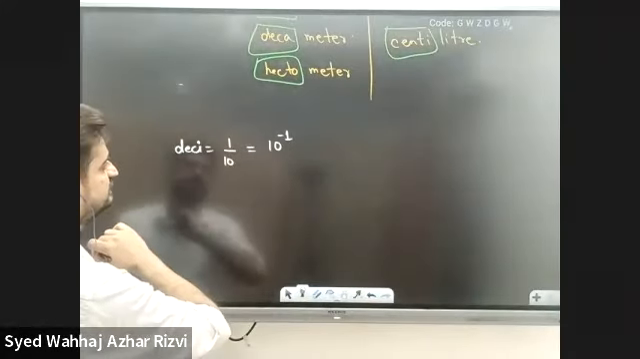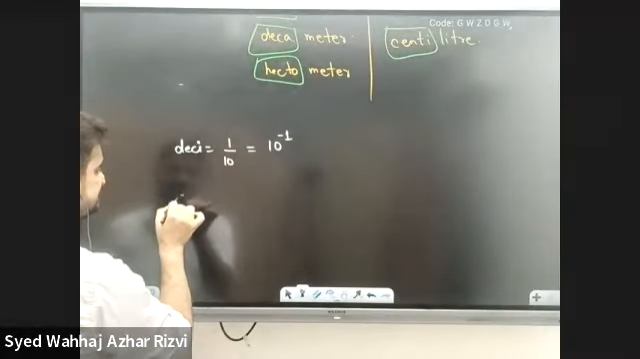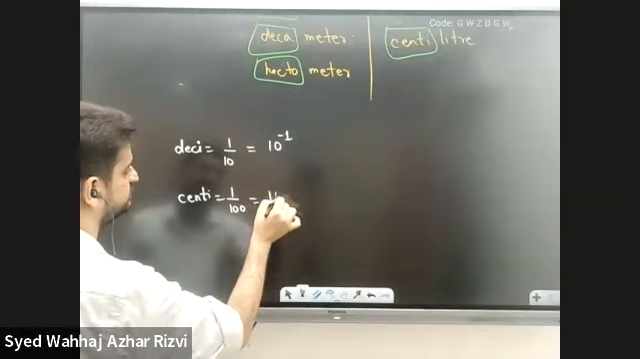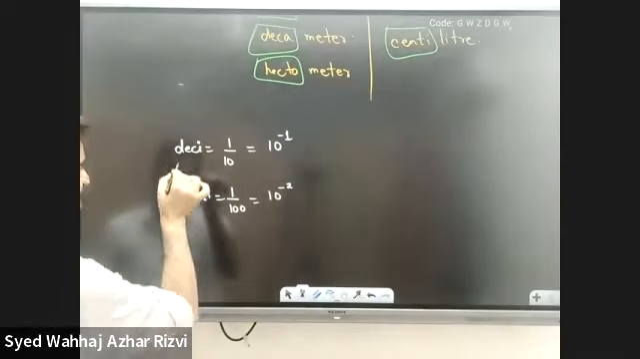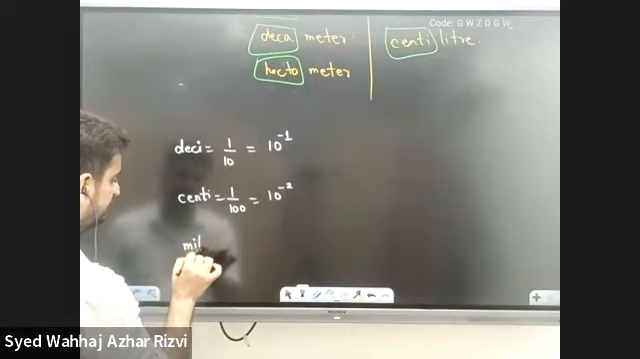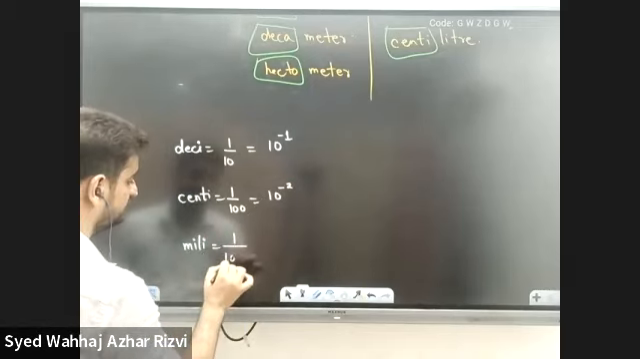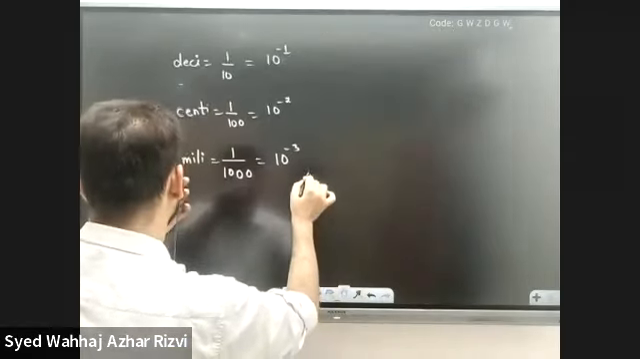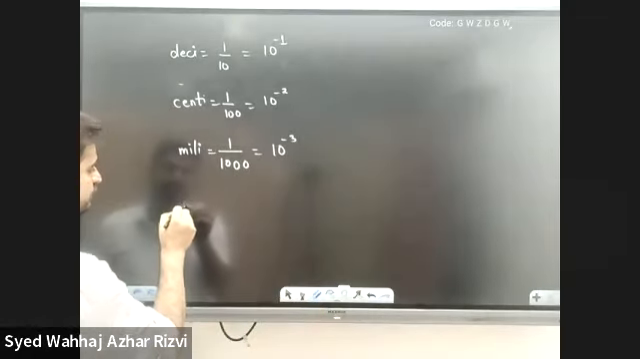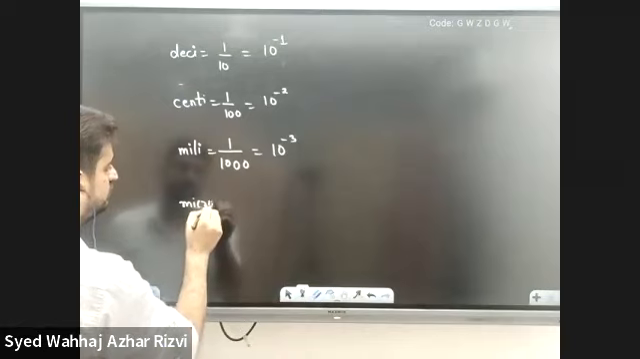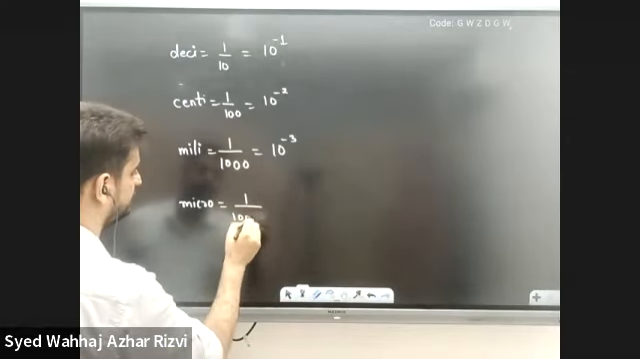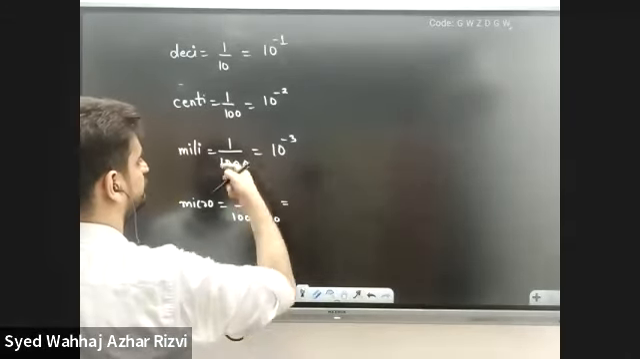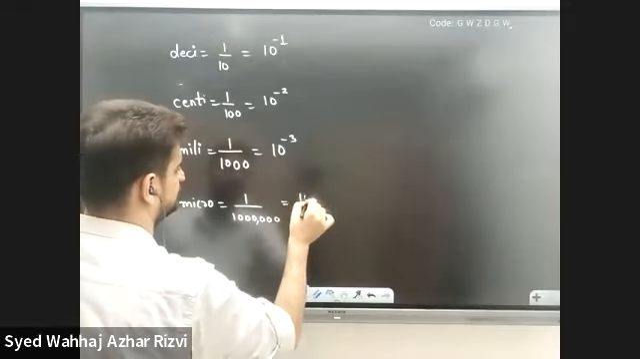So deci means 1 over 10 or 10 raised to power negative 1. Centi means 1 over 100 or 10 raised to power negative 2. Deci, centi, then we have milli. Milli refers to 1 over 1,000 or 10 raised to power negative 3. Deci, centi, milli. Then we have micro. Micro means 1 over million. How many zeros? 6 zeros. So from 3, we have gone to 6 zeros. It's 10 raised to power negative 6.